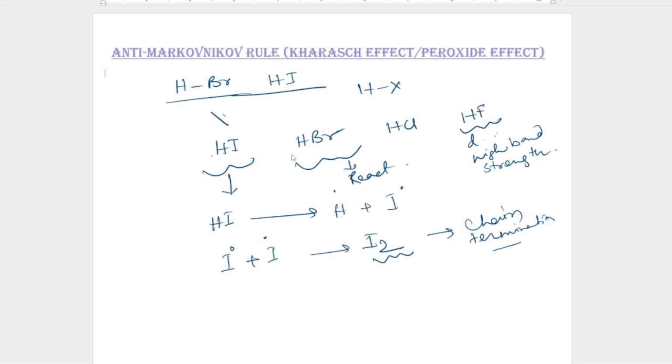So hydroiodic acid is not involved in the Anti-Markovnikov rule, whereas HF, due to the high bond strength, is not involved in it. So generally HBr is commonly involved in this reaction. So friends, this is all about the Anti-Markovnikov rule.